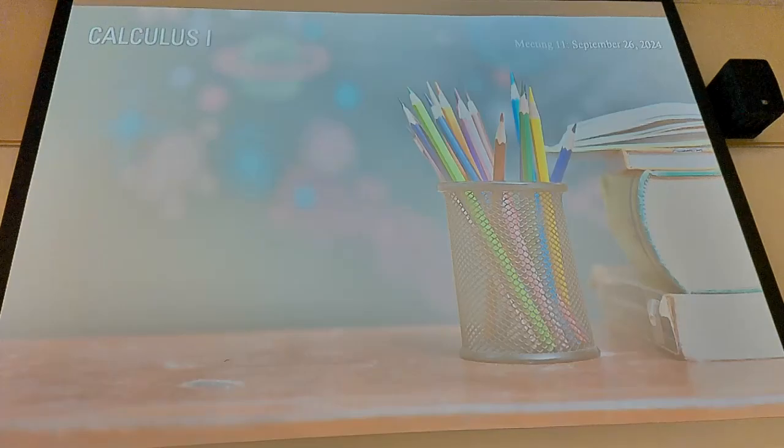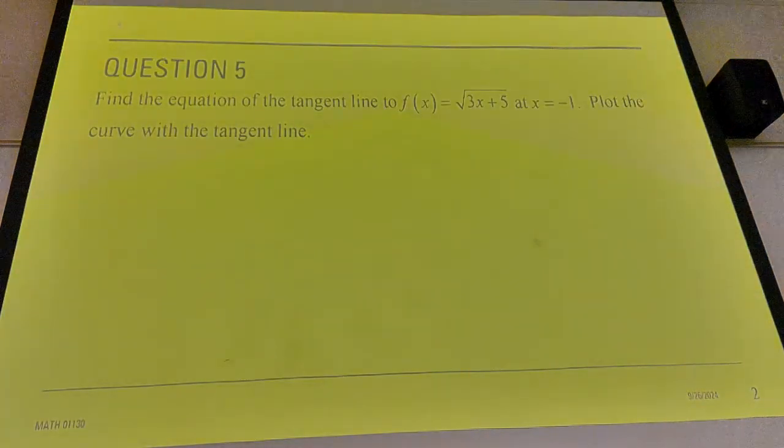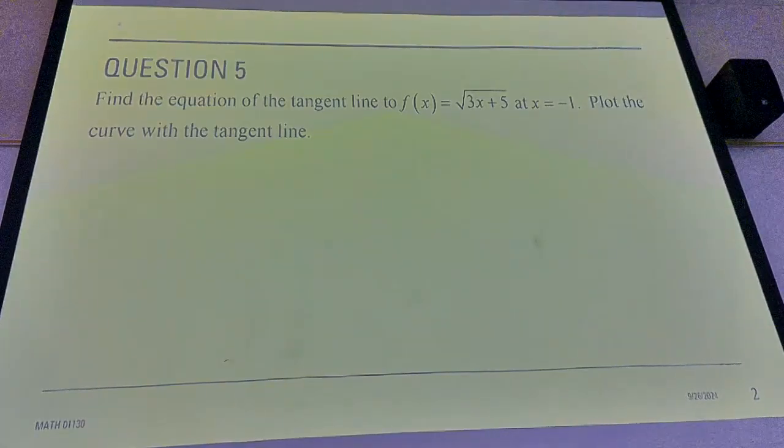Continuing on, right? We were doing tangent lines. Every time you need a line, you always need to find the slope. So remind me, how did you find the slope of a tangent line?